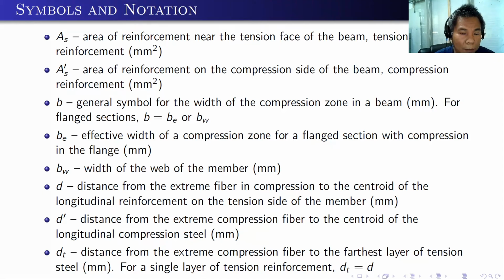d sub t, on the other hand, is the distance from the extreme compression fiber to the farthest layer of tension steel. So it does not coincide with the centroid of the tension steel. In that case, d is usually not equal to d sub t. But there are cases where d is equal to d sub t. That is for a single layer of tension reinforcement.